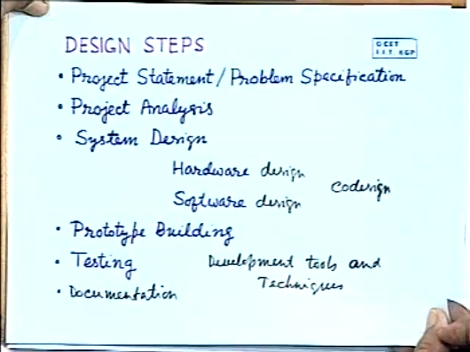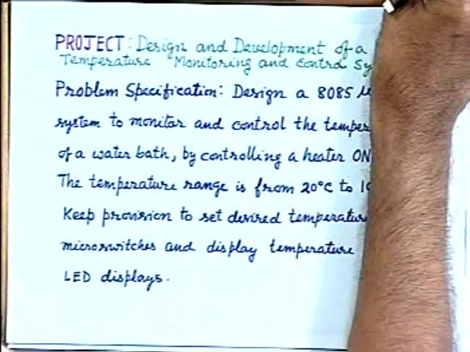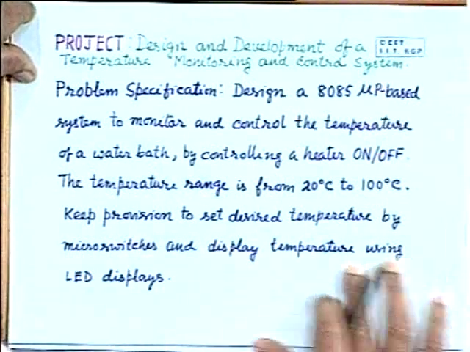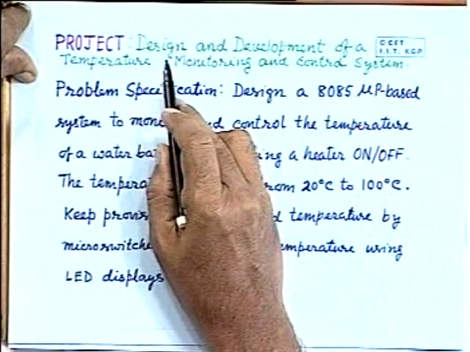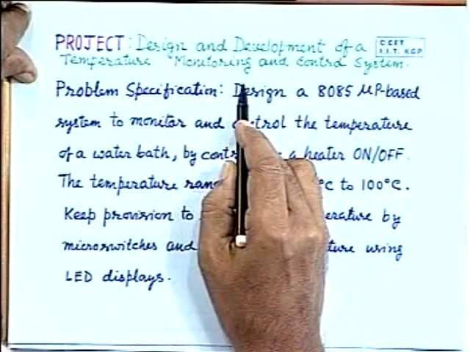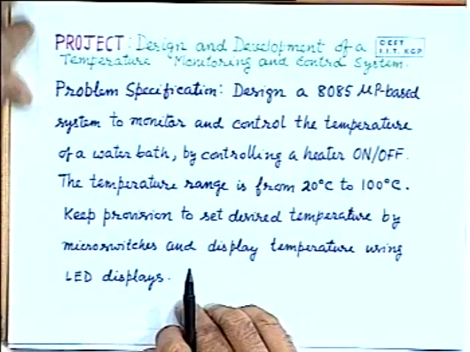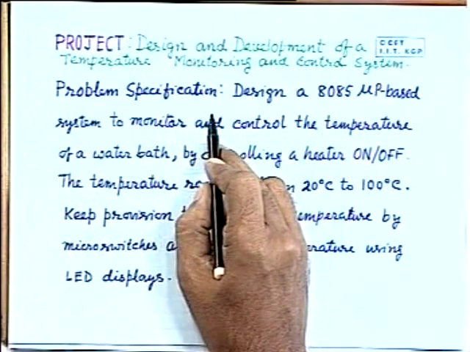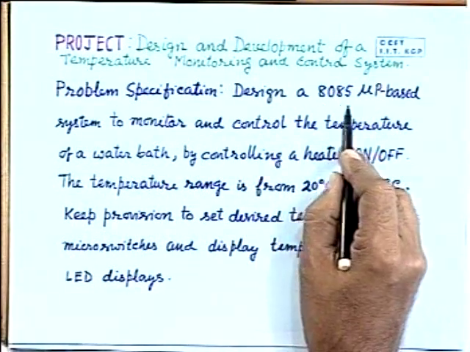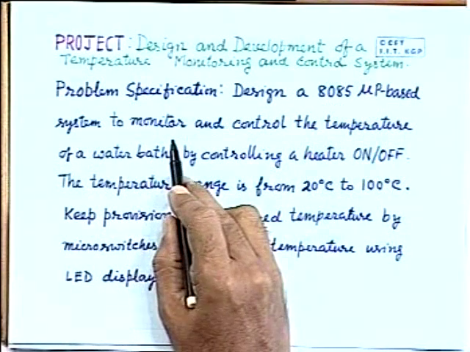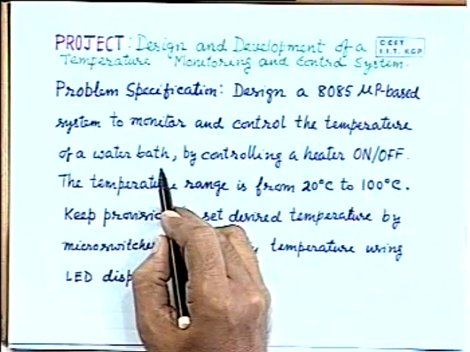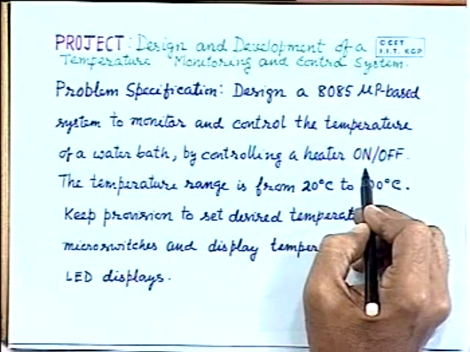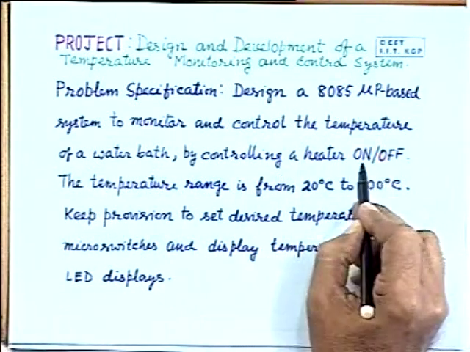So let us start with a simple example which is representative of an embedded system. It is simple but quite useful. The project statement is design and development of a temperature monitoring and control system. And the problem specification is: design an 8085 microprocessor based system to monitor and control the temperature of a water bath by controlling a heater on/off.